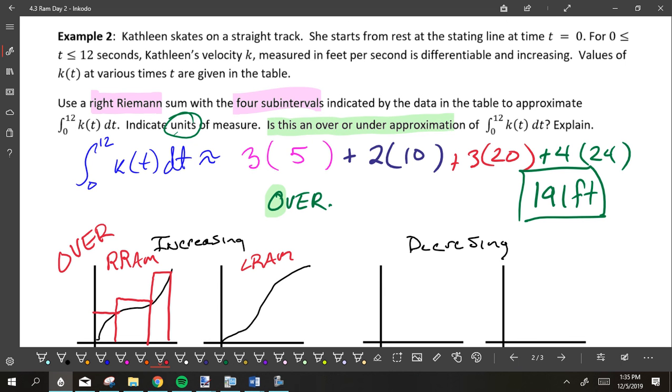How did you know that my graph was increasing? Because it tells you. Right here it says it's increasing. Don't overthink it. What if it was LRAM?